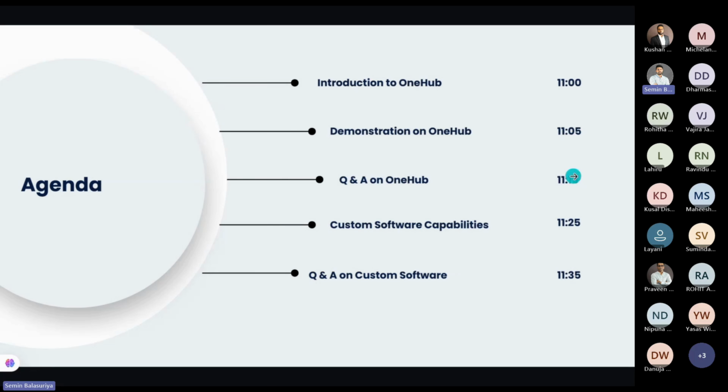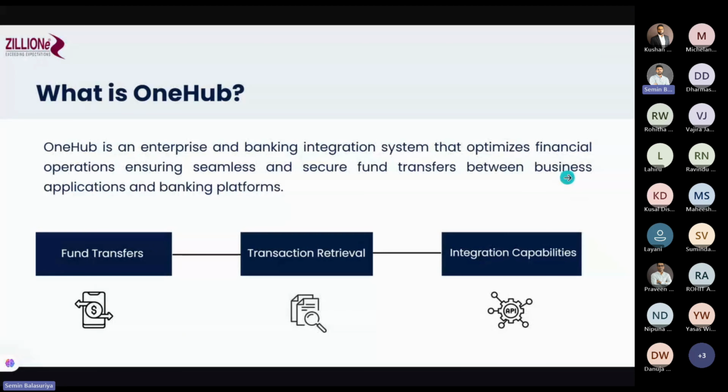And you can ask any questions related to the custom software after the custom software capabilities session. So to start off with OneHub, OneHub is a middleware solution we have built in order to integrate banks and business applications. When I say business applications, we can look into ERP systems as well as any other applications that actually process payments.